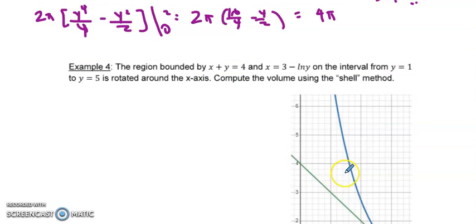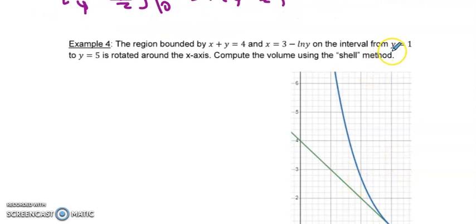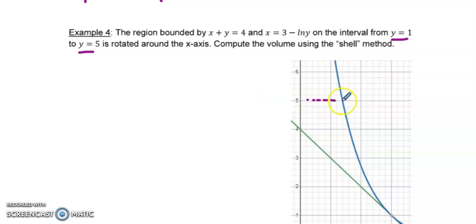2 curves and revolving it around the x-axis. So they're giving us y equals 1 to y equals 5, so I need to find y equals 5 here, y equals 1 here, and I need to go basically from x plus y equals 4 and x equals 3 minus ln of y, and I'm realizing that this image should have been taken out a bit longer. So there we go, there's my region R, and I'm revolving it around the x-axis.